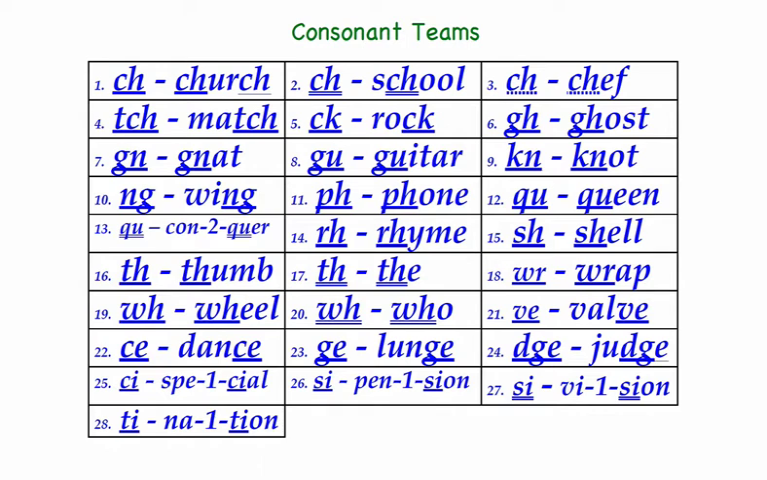I'm going to dictate 9 rows of words, and all of these words will contain one of the new consonant teams. Row 1. The first word is chaperone. Chaperone. The parent volunteered to chaperone the dance. Sha-per-one. 3 syllables. First syllable, sha. 2 sounds. Sh-ah. Per, 2 sounds, p, er. Own, 2 sounds, o, n.